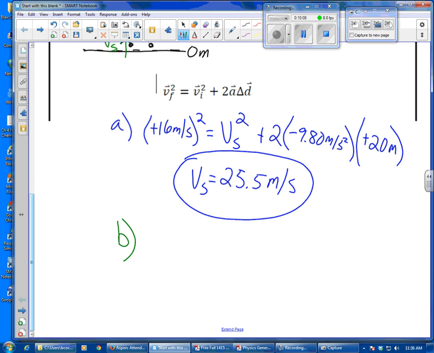Would it make more sense for you guys to do it from 20 meters up or to do it from the ground up? Think about that over lunch. We'll come back to this. So in part B, they want to know what altitude it reaches. And we know that at the very top, it has to stop for that millimicrosecond before it comes back down. So at the very top, it's going to be going 0 meters per second.